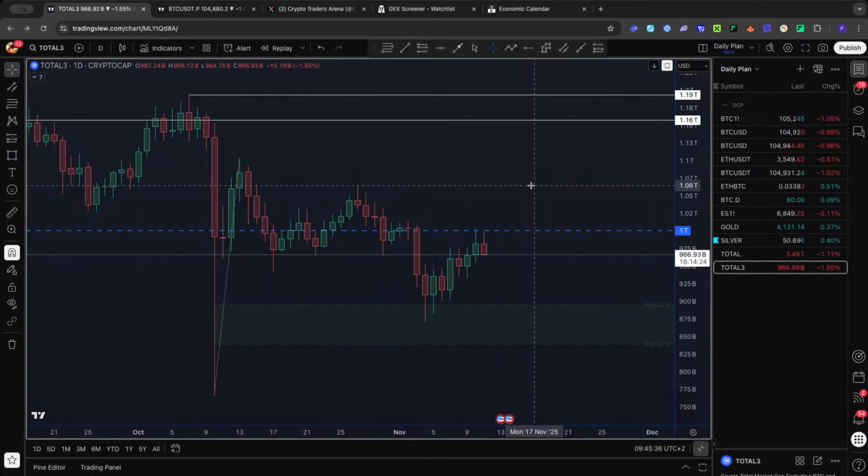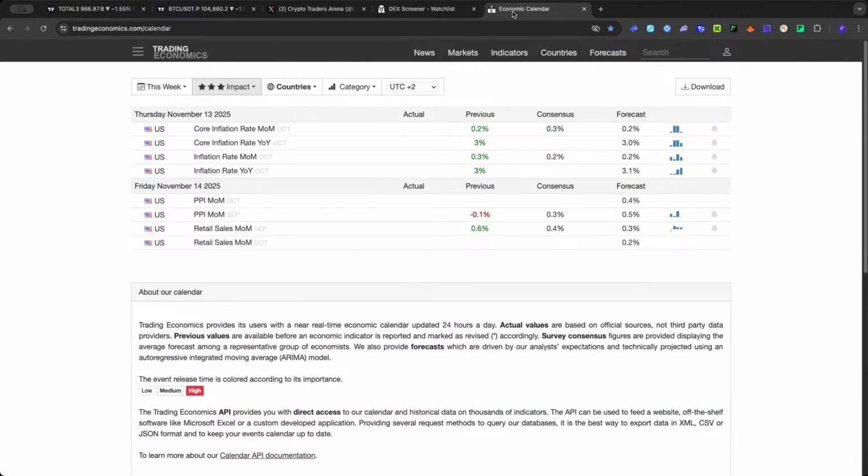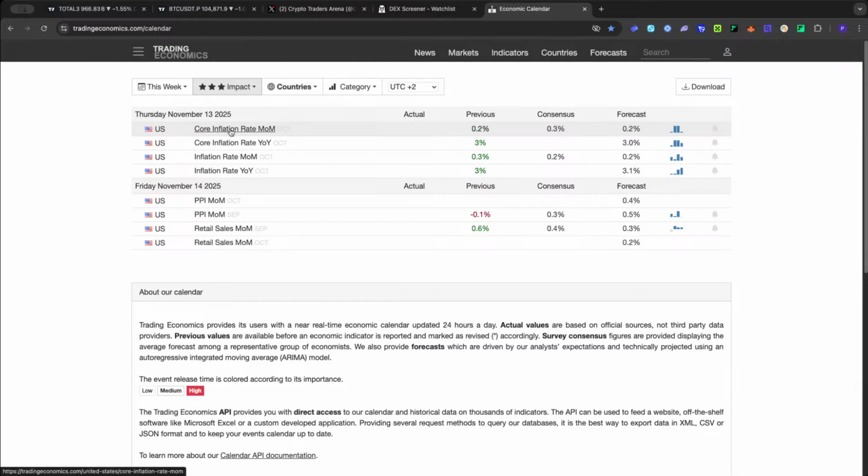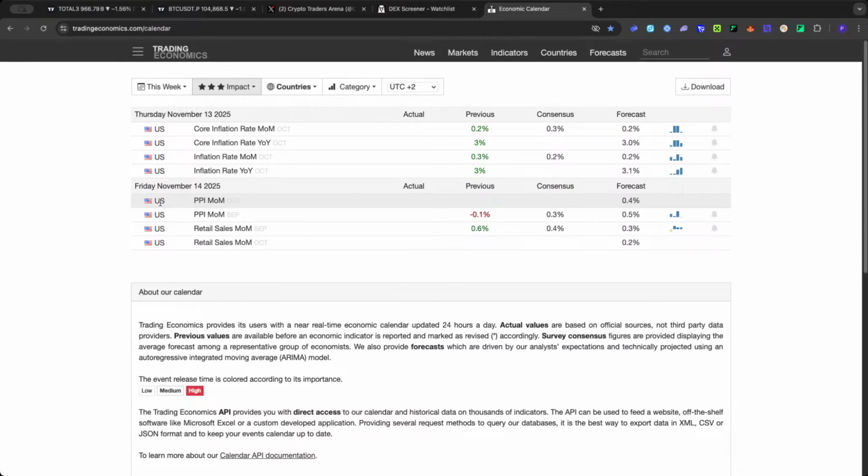Now, calendar. Two days from now, inflation rate, core inflation. Friday, PPI, retail sales. Now the government is open, probably we'll have the reports. No? Okay. Let's go on lower time frame.